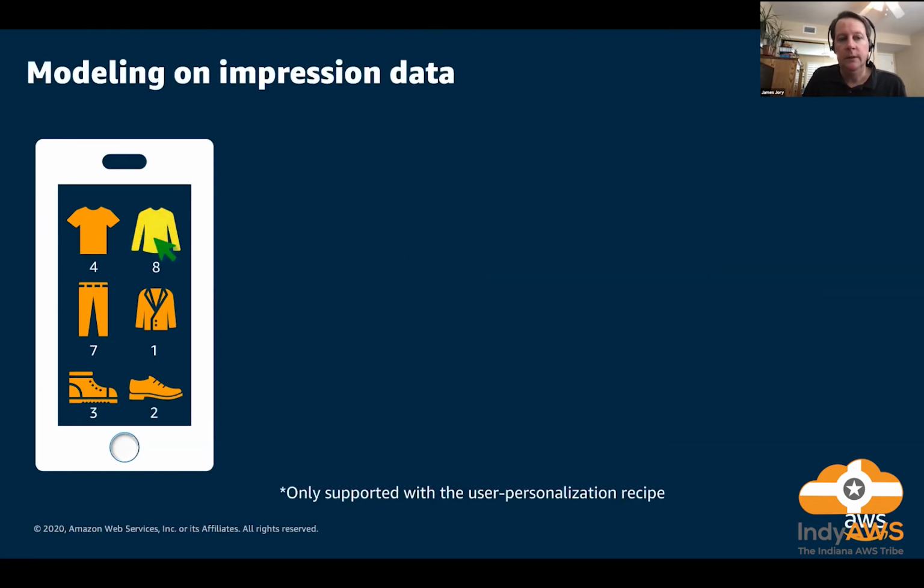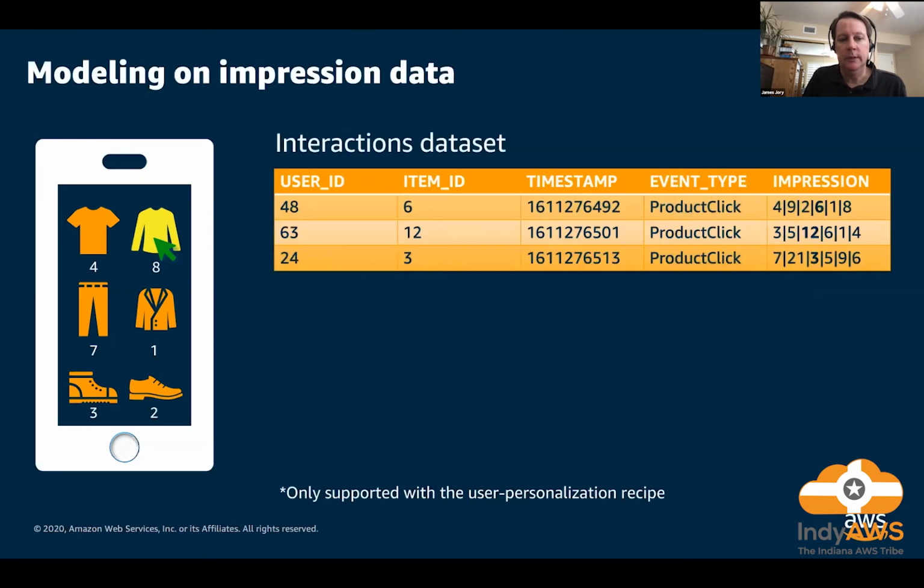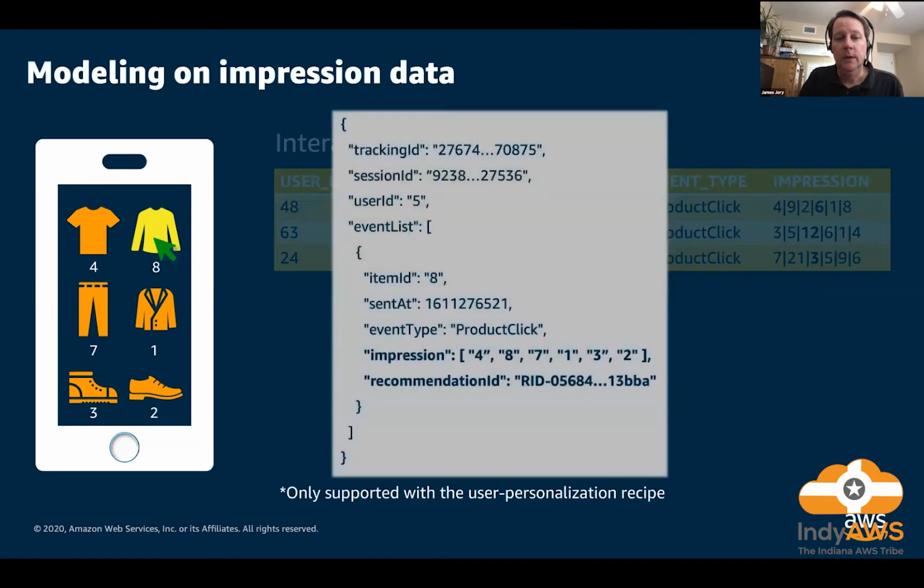So when the user engages with that item, this is your interactions data set here. This is what the data set looks like. It's in CSV. We have a user ID, item ID, and the timestamp that the user engaged with that interaction. The event type, in this situation, I'm using product click, could be whatever event type you choose. And then you can see the various impression strings that were in the historical data set to train the model.